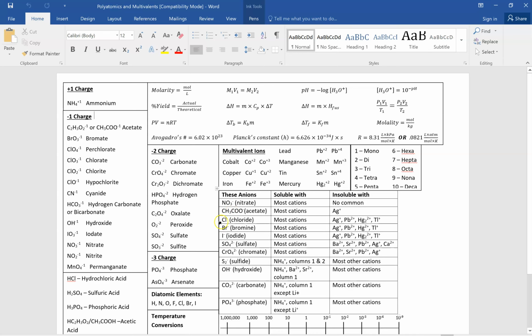As we go down through there, if we look at chlorine or chloride, soluble with most cations, insoluble with silver, lead 2, the mercury, and thallium. So if we paired it with those things, we would get a precipitate or it wouldn't dissolve. And you can mix and match all the way down through there.